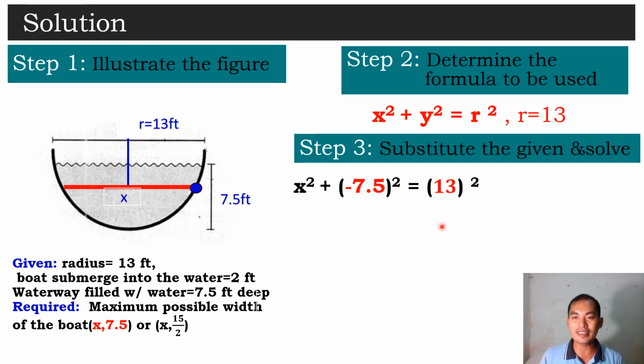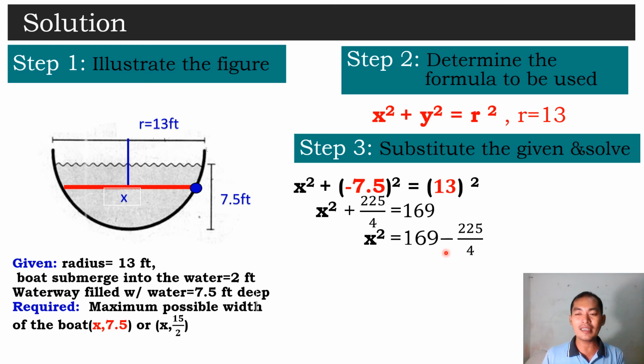And the radius is 13. 13 times 13 is 169. Negative 7.5 times negative 7.5 is 225 over 4. Transpose this to the other side. Magiging negative 225 over 4. Simplify this. Minumultiply ito lang itong whole number dito sa denominator. 9 times 4 is 36. Carry 3. 6 times 4, 24. Plus 3 is 27. Carry 2. 4 times 1, 4. Plus 2 is 6. I-minus sa 225. So, maging 451 over 4.